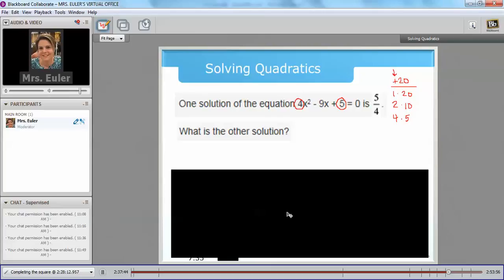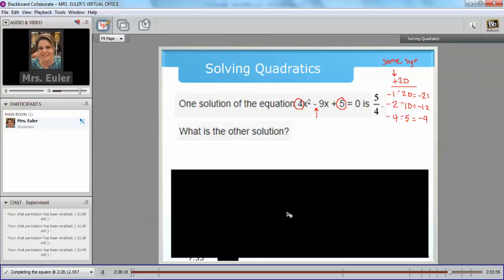Remember this positive 20 tells us that these numbers down here are going to have the same signs. Either they're both going to be positive or they're both going to be negative. And because this middle term is a negative, I know that they're both going to be negative. So the question is, which ones add up to the middle term? Which ones are going to add up to negative 9? And you should see, it's not the first one, it's not the second one, but it is the third one.